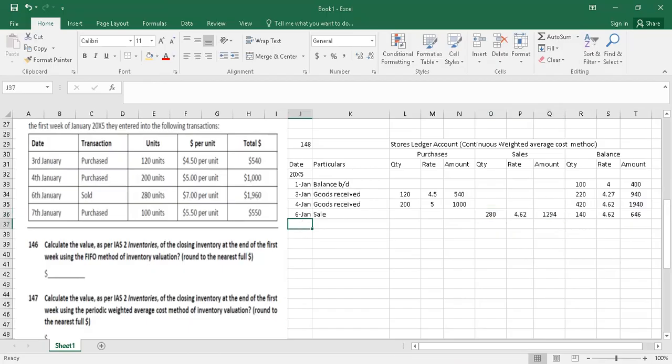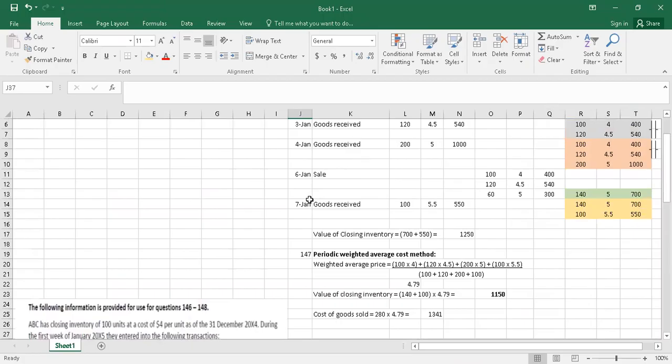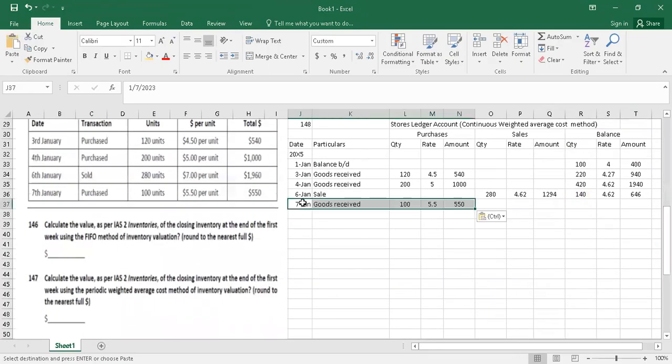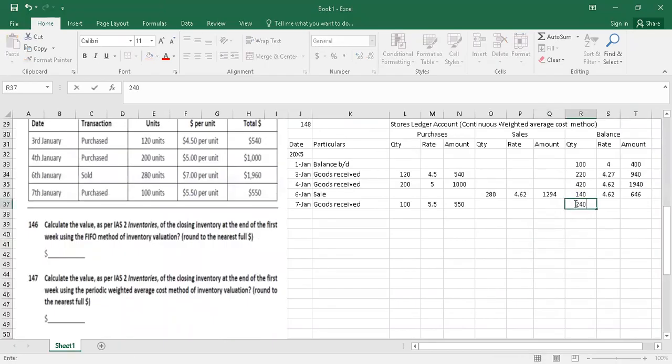After this, again 7th January, they again received material. Another 100 units are received. Now altogether 240 units are there. The total value of the units is 646 plus 550. Okay. The average price would be calculated continuously after every single transaction, the weighted average price is calculated. So that's the concept here. 4.9.